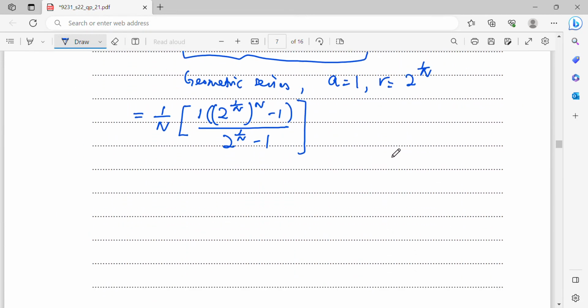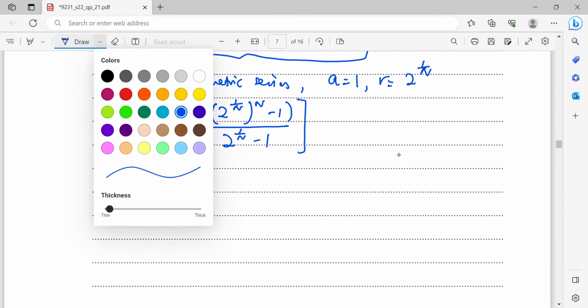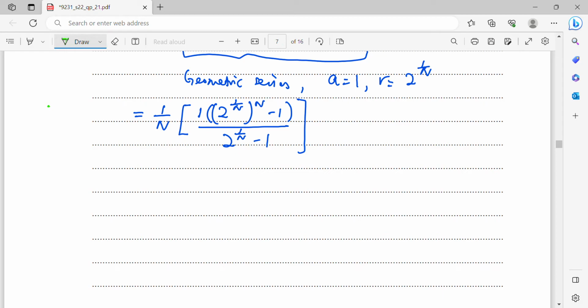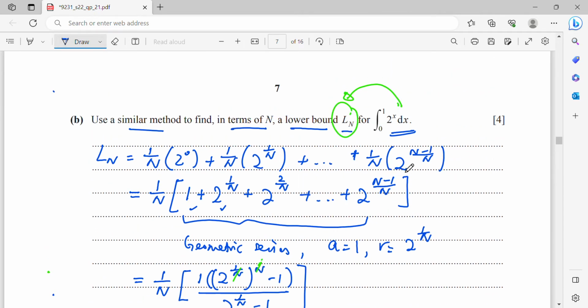Alright, so now simplify. Again, the degree n can be cancelled off. Then I will get the numerator, which is basically 1 bracket 2 power 1 over n... minus 1. So you will get 1 over n bracket 2 power 1 over n minus 1. Okay, so that is your Ln.